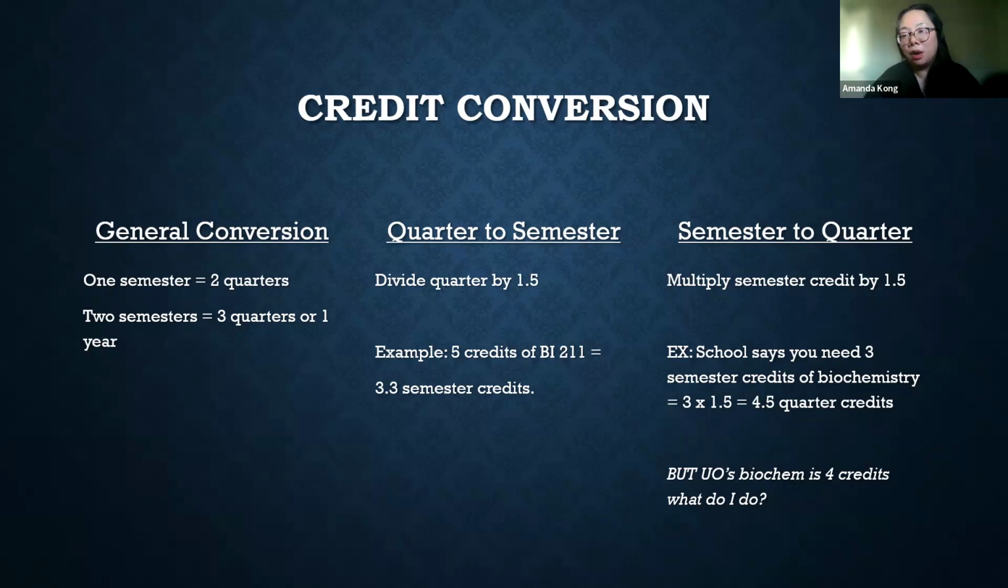So number one, reach out to the program. Usually, probably 80% of the time it's totally okay, and they'll round up or down, depending on the requirement, right? So if you are needing 4.5 credits, but our class is only 4 credits, they might say, you know what, that's close enough. It's okay.